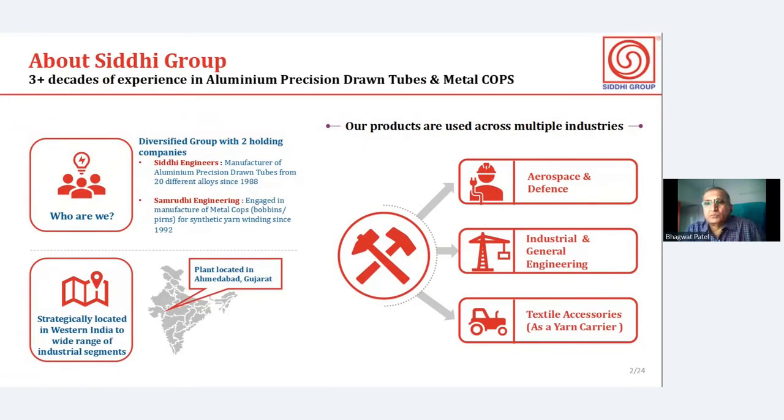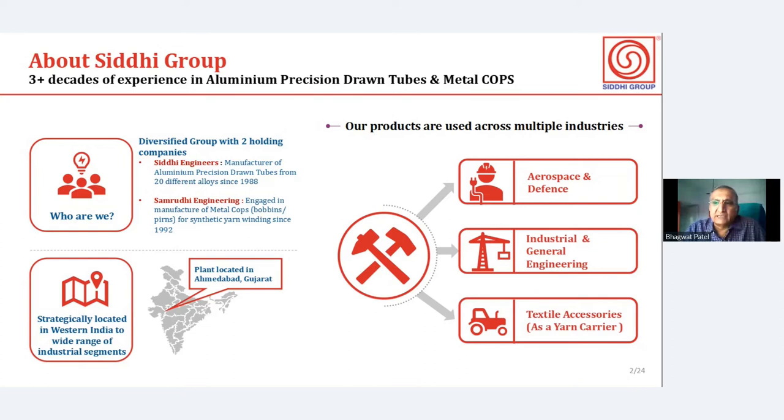Before we proceed towards the main subject, let me introduce our organization. We have two manufacturing units. One is Siddhi Engineers, where we manufacture precision aluminium drawn tubes. And another one is Samruddhi Engineering, where we are manufacturing textile machine accessories as well as cobs and bobbins used for synthetic yarn winding like nylon and polyester. Our group has more than 30 years in manufacturing. To be very precise, we have completed 33 years and currently we are in the 34th year of our operations.